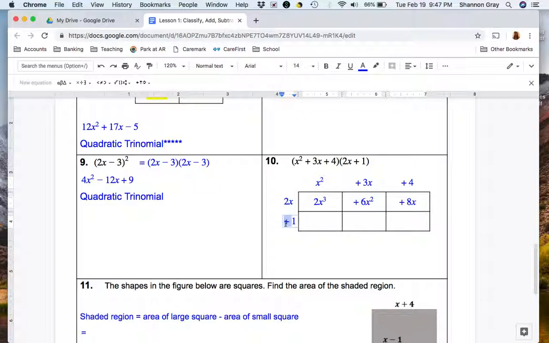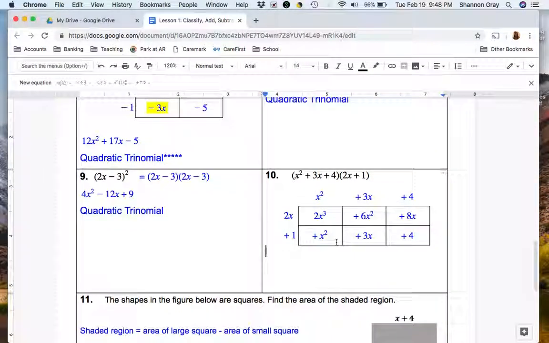Alright, and then moving to the bottom row, which is actually super nice, we're just multiplying by positive 1. So every single term in these boxes down here is going to be the same as these up here because we're just multiplying by 1. So this will stay x squared, plus x squared. Got to get better about that. This will be plus 3x, and this will be plus 4.